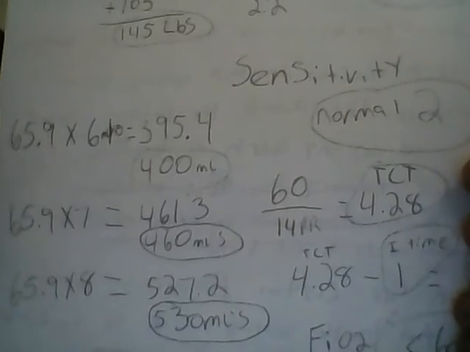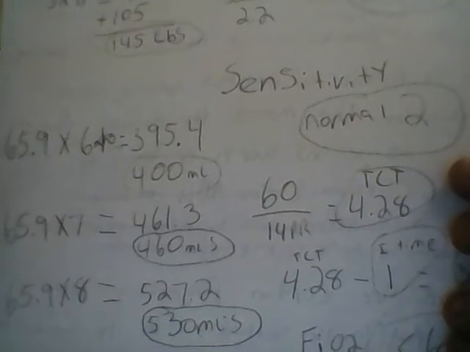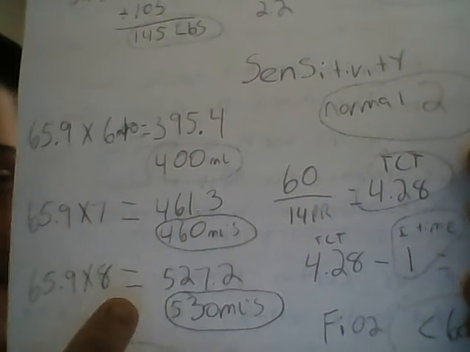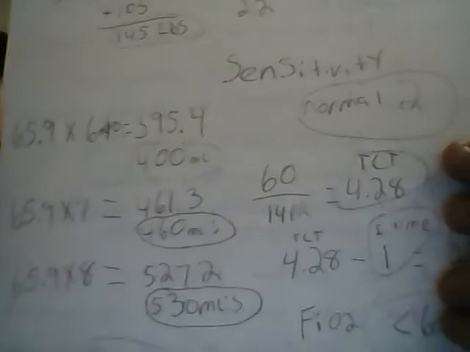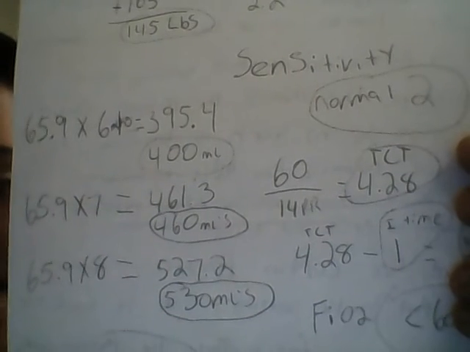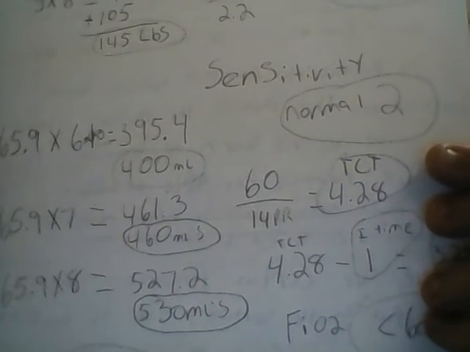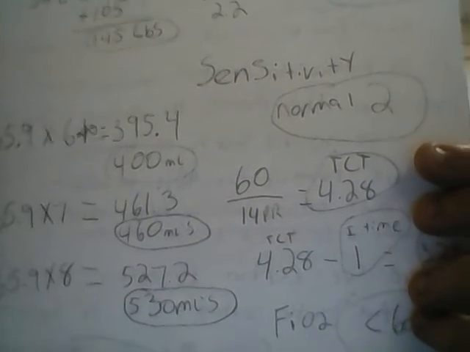To get the patient's predicted tidal volume, you would take their weight in kilograms and multiply it by 6, 7, or 8 to get a range of what the patient's tidal volume can be. Usually I stick with 7, so I'm going to stick with 460 mLs for the patient's tidal volume.